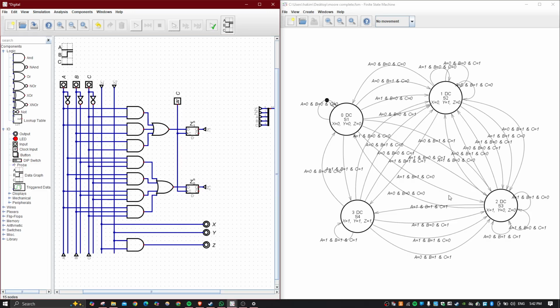Today I'll be doing the demonstration for the SLC, which is the sequential logic circuit design. And today I'll be presenting the finite state machine with the responding circuit.